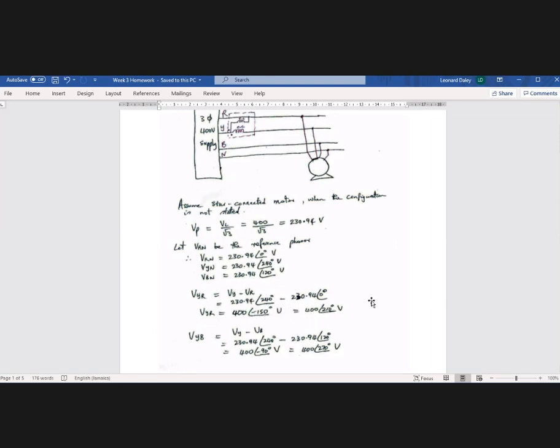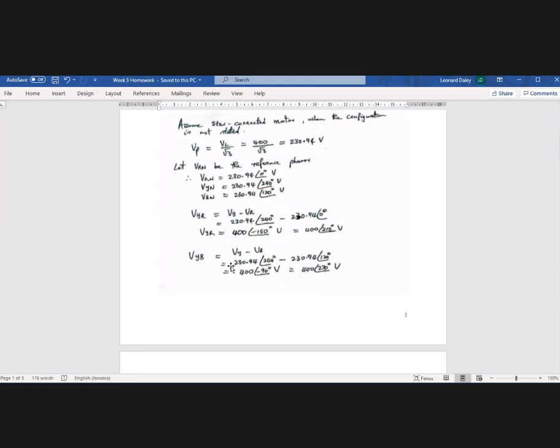So same thing, right? And since I know I'm going to need VYB, I calculate VYB also. So that's VY minus VB. And I get 230.94 at angle 240 minus 230.94 at angle 120 degrees. All right. So that gives me 400 at angle minus 90 or 400 at angle 270. Same point. Right?